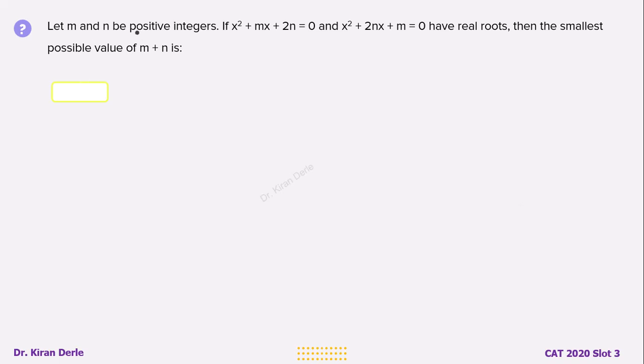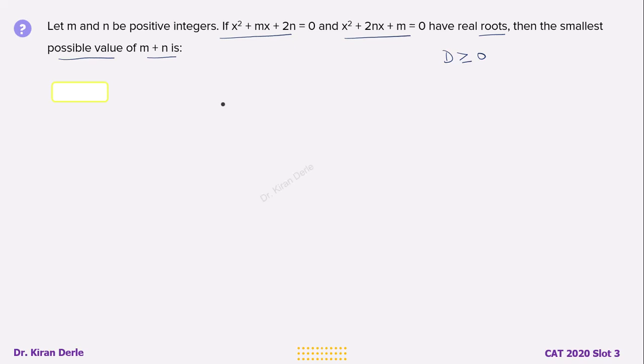Let m and n be positive integers. If x² + mx + 2n = 0 and this one have real roots, then the smallest possible value of m + n is... Okay, if they have real roots, that means your discriminant is greater than or equal to 0, right? b² - 4ac is greater than or equal to 0. Let's consider this discriminant here.